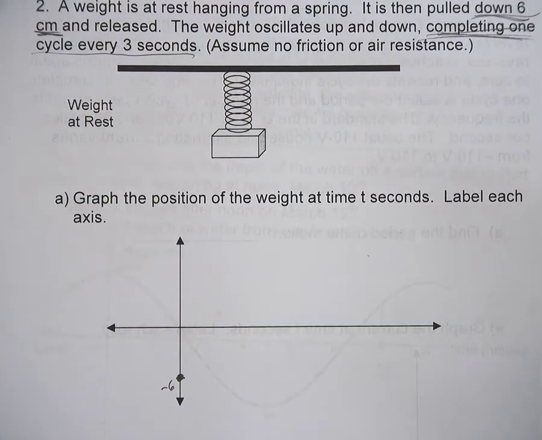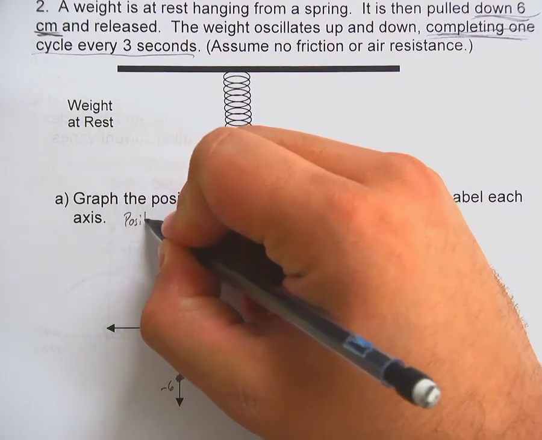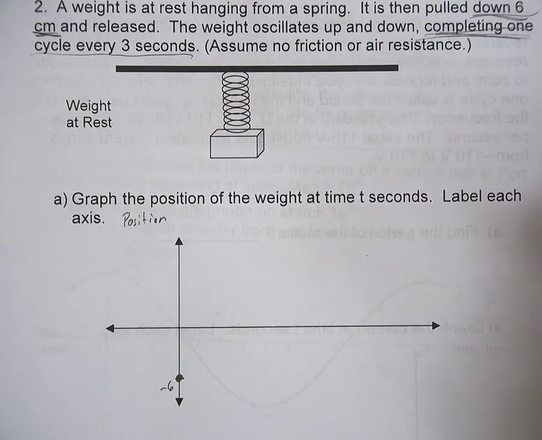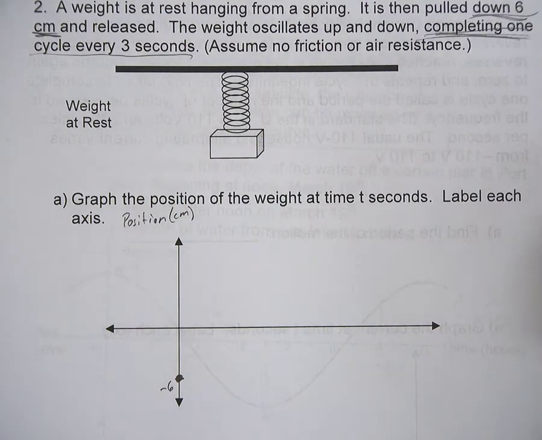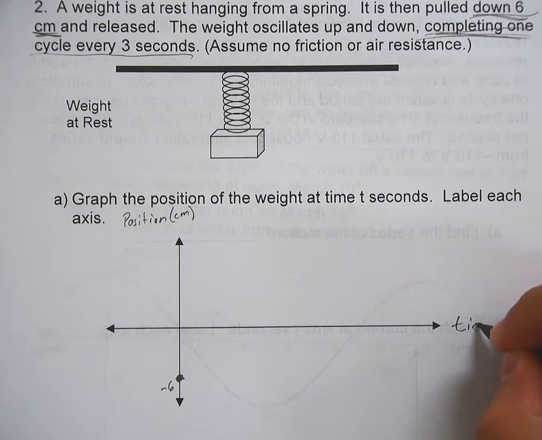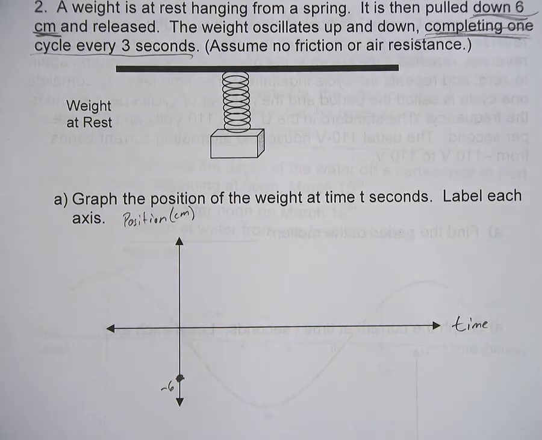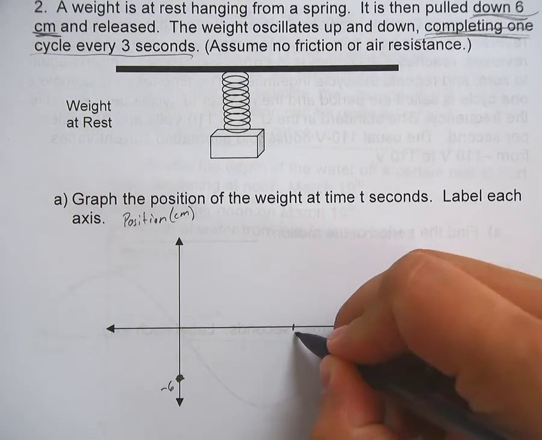Right? So we could call the vertical axis here position. This is measured in centimeters, and this is the position of the weight here. So this axis here is going to be time, obviously, because time is independent. All right. Now, it says that it completes one cycle every 3 seconds. That means that one period is going to pass 3 seconds later.